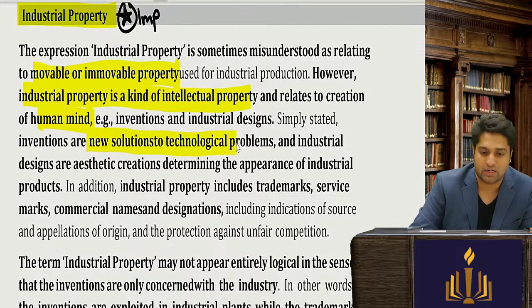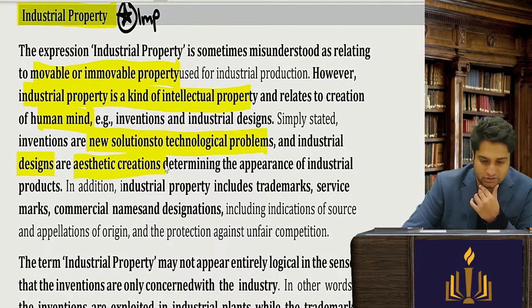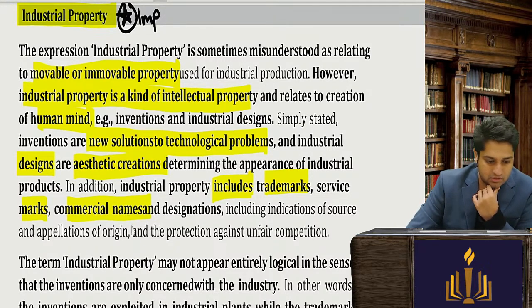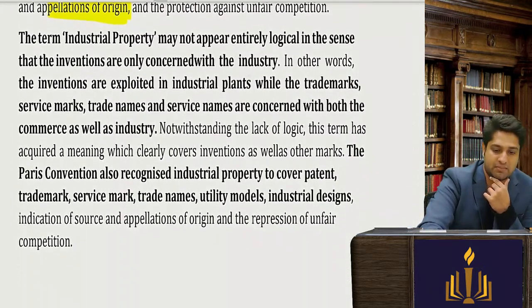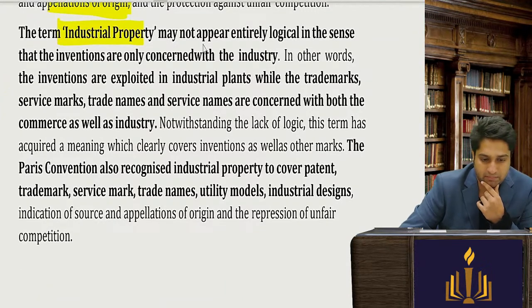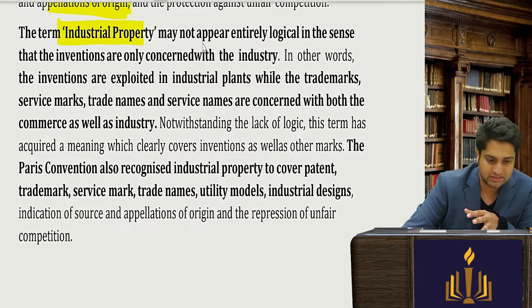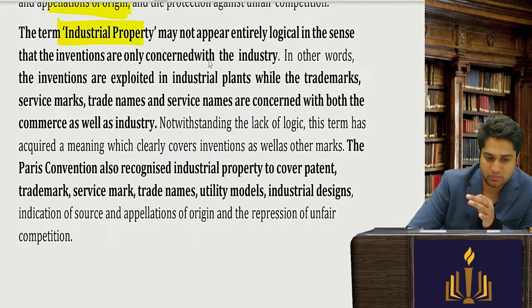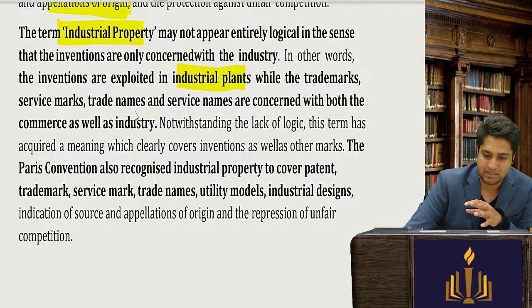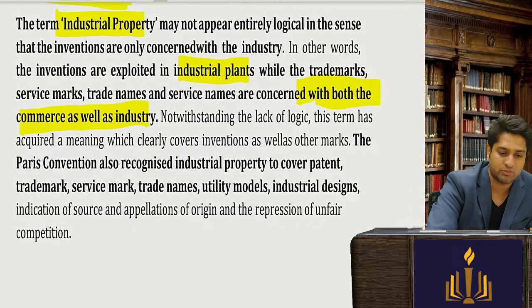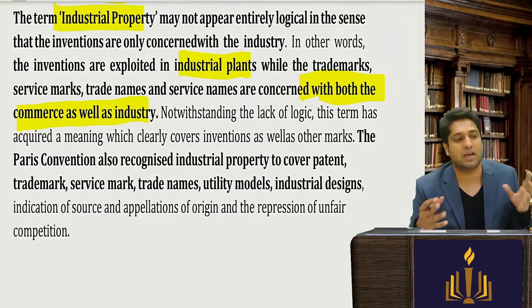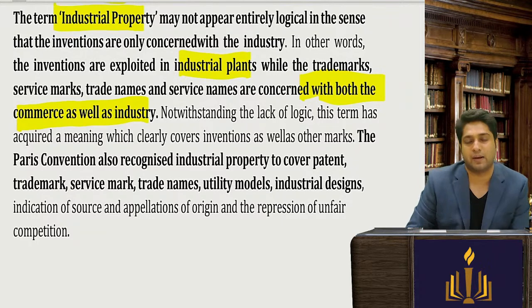Inventions are new solutions to technological problems. Industrial designs, aesthetic creations, include trademarks, service marks, commercial marks, indication of source of origin, that is a GI mark, etc. Industrial property may not appear entirely in the logical sense, or that the inventions are concerned with the industry. In other words, inventions are exploited in industrial plants, while trademarks and service marks are concerned with both commerce as well as industry. So they are saying it doesn't mean that everything has to be used in industry only. We have trademarks which are applied on products, so that is also fine.